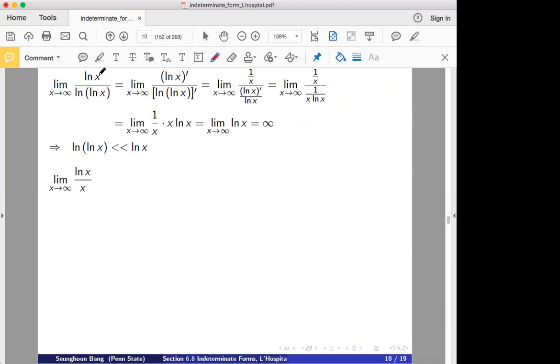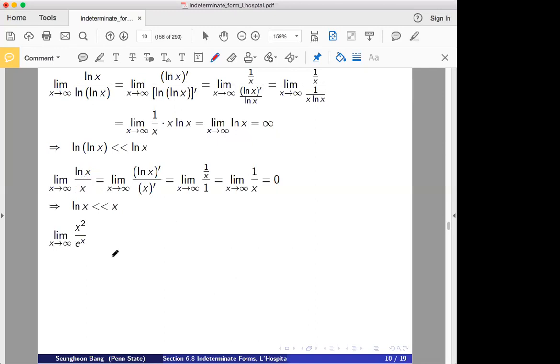One more. The limit as x approaches infinity of ln of x over x. As x approaches infinity, you plug into the top and bottom, so we have infinity over infinity. You can use L'Hopital's rule. The derivative of ln of x over the derivative of x gives the same result: 1 over x over 1, which is just 1 over x, and the answer is 0. What does it mean? The bottom one is growing faster than the top one.